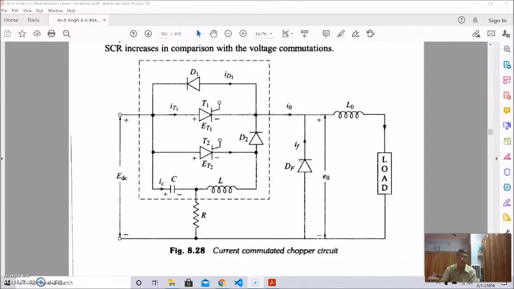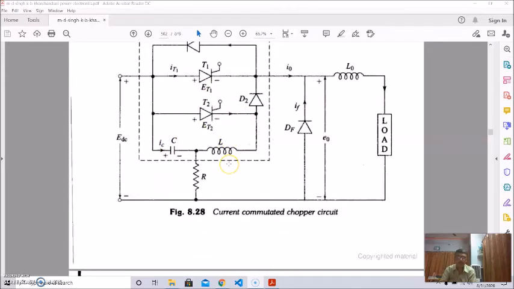So this is the circuit. This is the commutation circuit, and this is the main circuit. This is the load, and this is the freewheeling diode. This is the charging resistor, and this is the thyristor. The main thyristor is T1, which we want to commutate, and this is the commutating circuitry. Thyristor T2, diodes D1 and D2, the capacitor and the inductor form this commutating circuit.